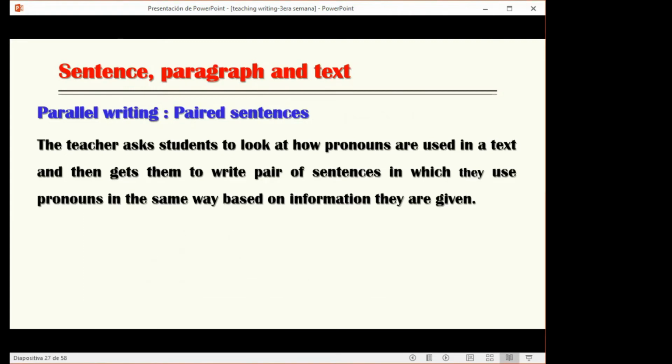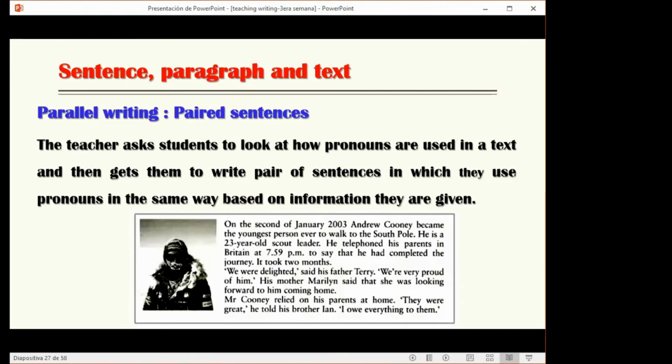The teacher asks the students to look at how pronouns are used in a test and then gets them to write pairs of sentences in which they use pronouns in the same way based on information they are given. So here you have this information, notice. So you have a short paragraph.